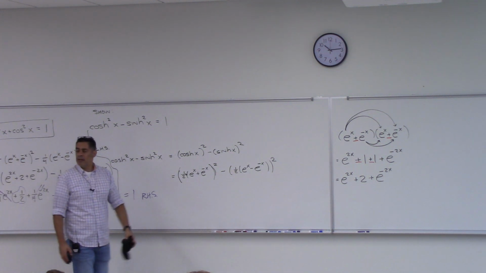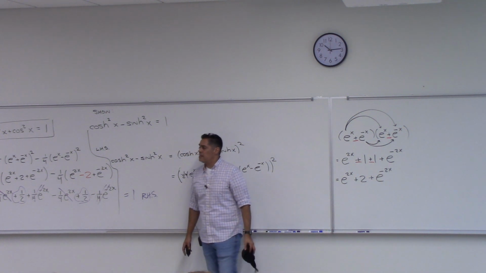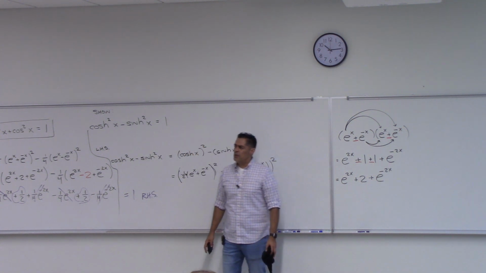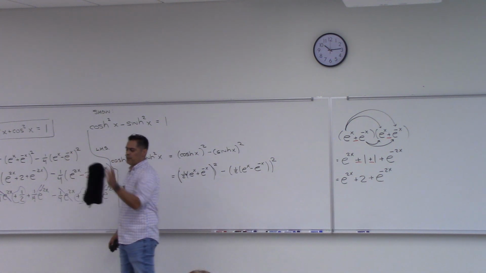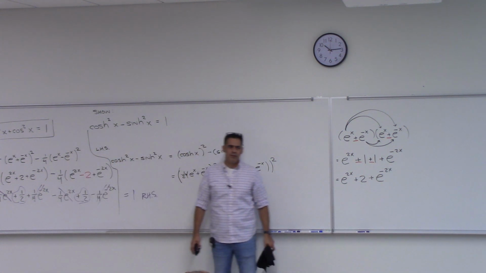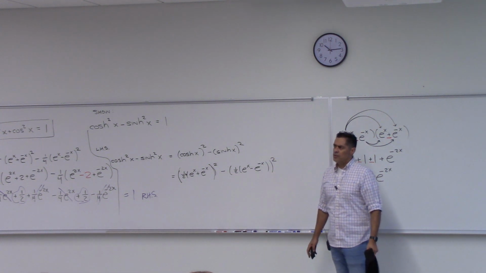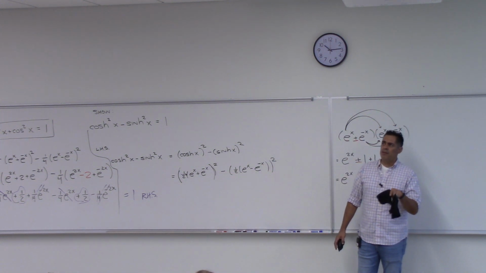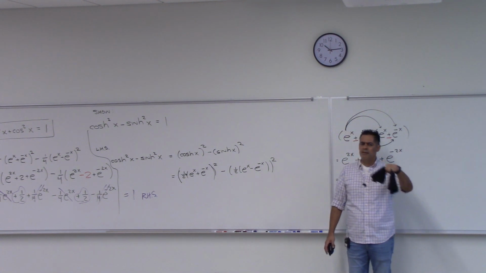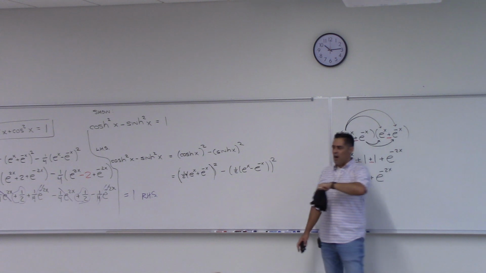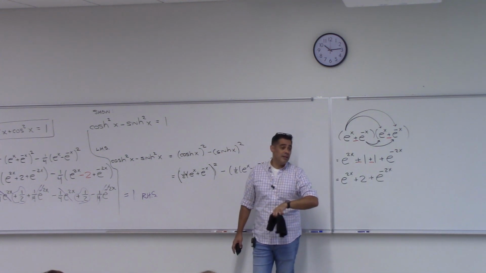If you plug in negative x into sine hyperbolic, it's the same as plugging in positive x and then changing the sign. Does anyone know what that's called when you do that? I wonder if that looks familiar to anyone. It's a property of functions. Not all functions are like that, but certain functions, when you plug in a negative value, if it's the same as plugging in positive but changing the sign, we call that an odd one. That's an odd function.